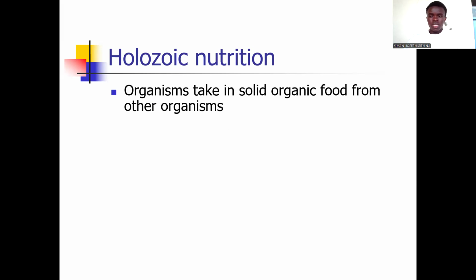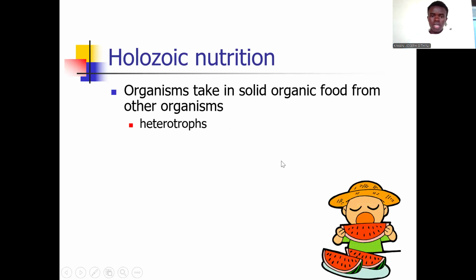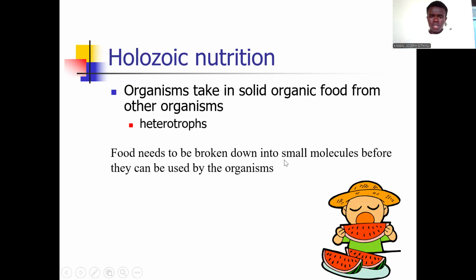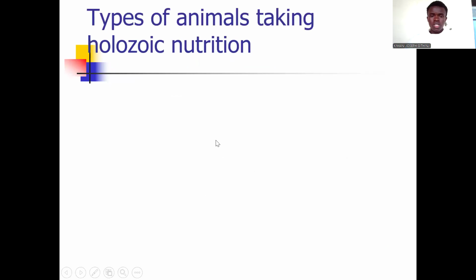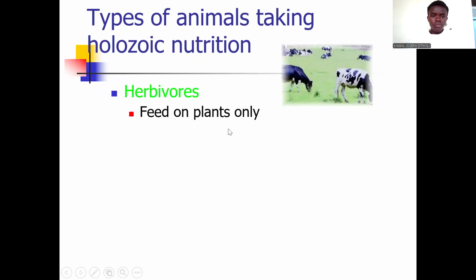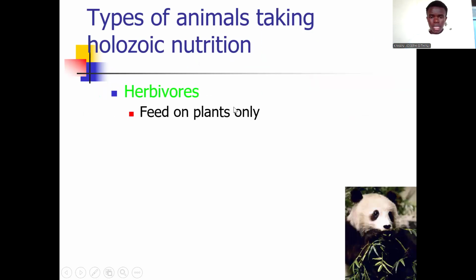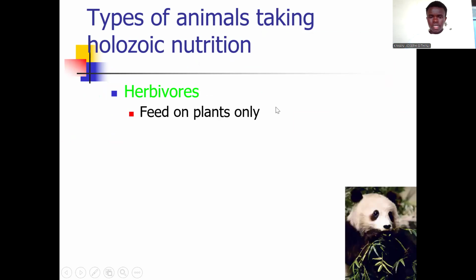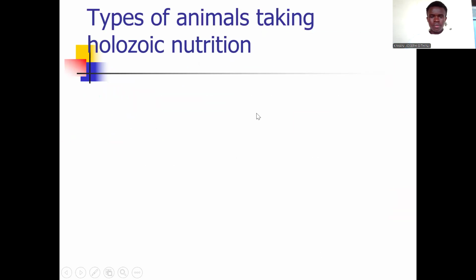Remember, plants are also organisms. So whenever you take in your yams, cassava, or let's say something like rice, they are products from other organisms. So these organisms, they are still heterotrophs. And now food needs to be broken down into small molecules before it can be used by the organisms. Now, in Holozoic nutrition, I've given you an example of a human being. Now, herbivores here, herbivores are also, okay, let's go back to herbivores.